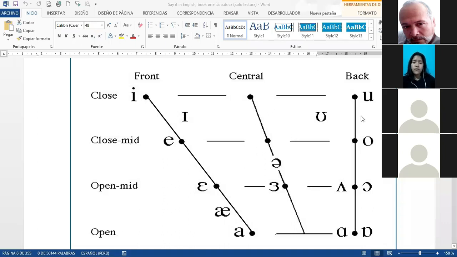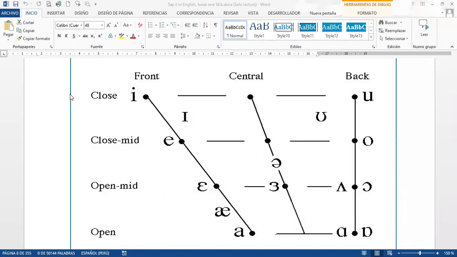So, we are going to review the sounds of English, all the English sounds. The explanation is about the sounds of English, okay? So, this is the chart. It's called the vowel chart. The vowel chart represents the sounds of English. I told you that my focus, the way I teach English, is based on pronunciation, okay?